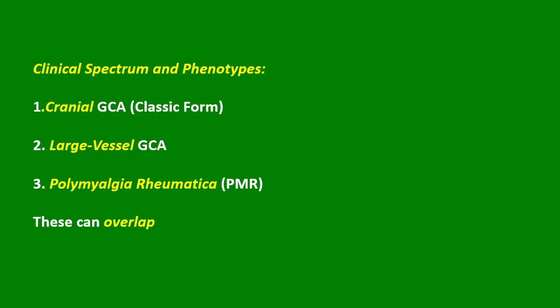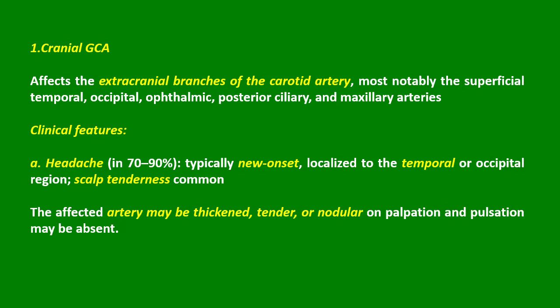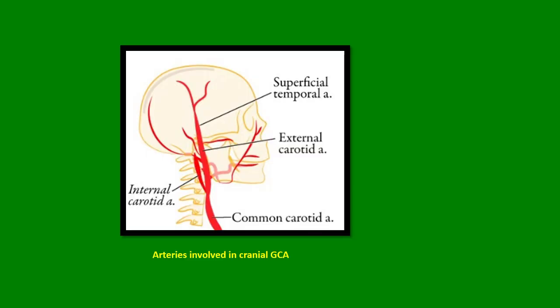Clinical spectrum and phenotypes. Cranial GCA or classic form, large vessel GCA, polymyalgia rheumatica or PMR. These can overlap. Cranial GCA affects the extracranial branches of the carotid artery, most notably the superficial temporal, occipital, ophthalmic, posterior ciliary, and maxillary arteries. Clinical features: a headache in 70 to 90%, typically new onset, localized to the temporal or occipital region, and scalp tenderness is common. The affected artery may be thickened, tender, or nodular on palpation, and pulsation may be absent. This picture shows the arteries involved in cranial GCA.